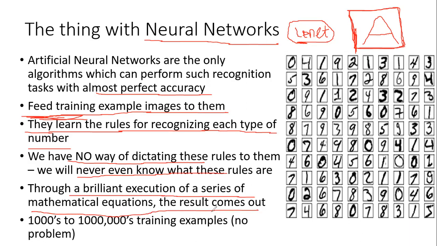So through a brilliant execution of a series of mathematical equations, the result comes out. Okay, so in the case of neural networks, we need to have thousands to millions of training examples. And that's not a problem because now you can snap so many images of so many things. You can download so many images which can provide us training data. But again, I told you, it's not that easy. As I'm saying, you need to process the images first through image processing, and then you have to provide those to the system to learn.